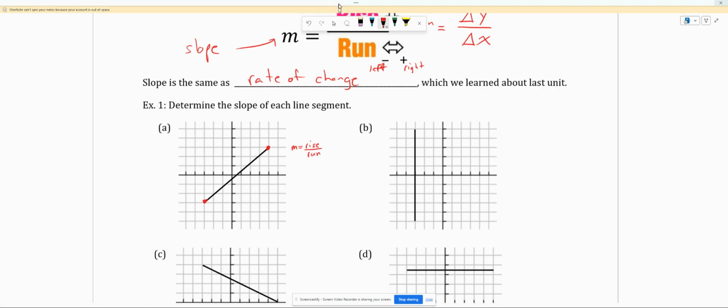So we look at our 2 points here. Let's start always going left to right, which is the easiest way to do this. Let's get our rise in between these 2. It looks like it goes up 1, 2, 3, 4, 5, 6. So we're going up plus 6. And then if we go to the right from here, we're going 1, 2, 3, 4, 5, 6, 7.